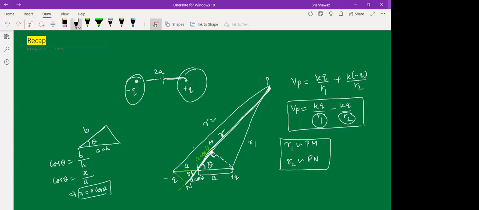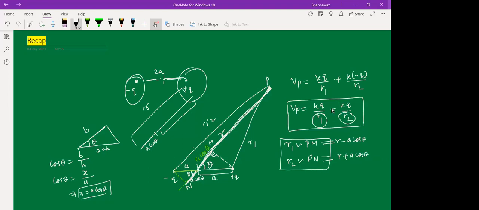So PM is how much? Total is R. This is A cos theta. So this would be R minus A cos theta. Right, so this is R minus A cos theta. And this would be how much? This is R and this is A cos theta. So this total would be R plus A cos theta.